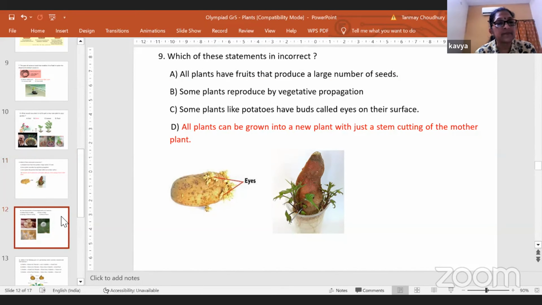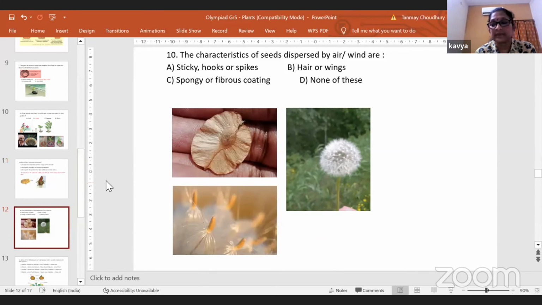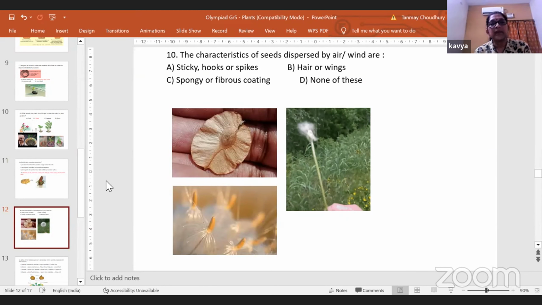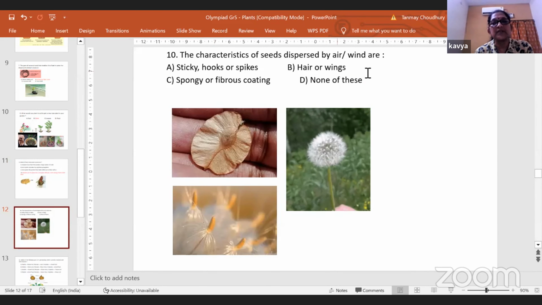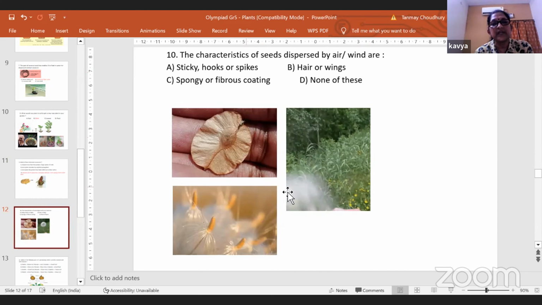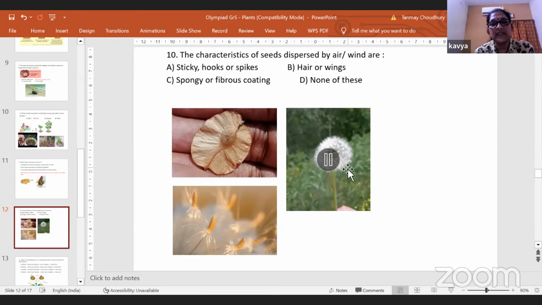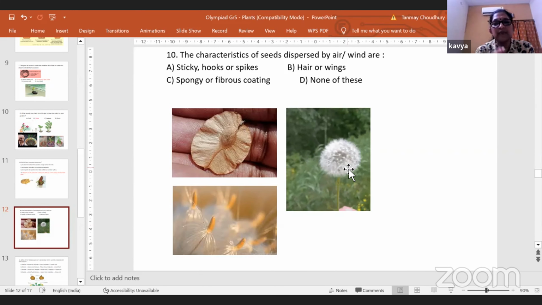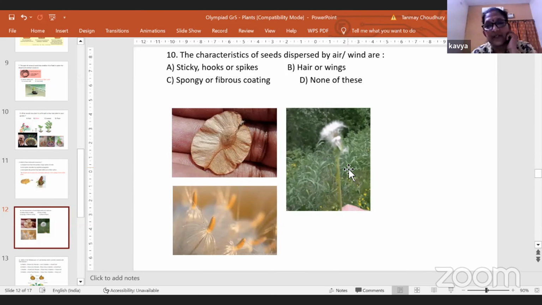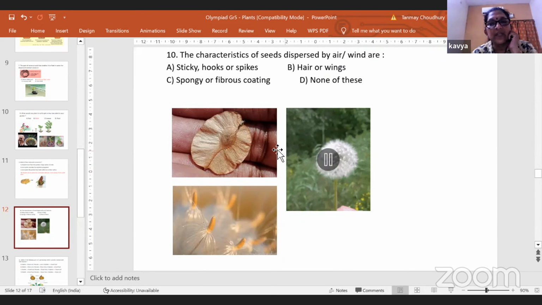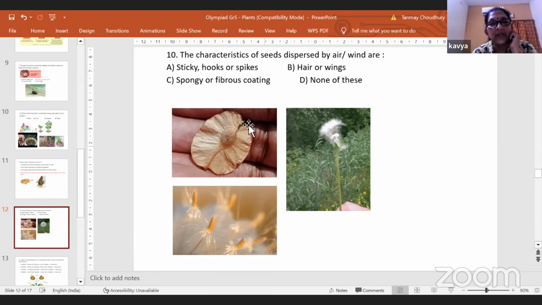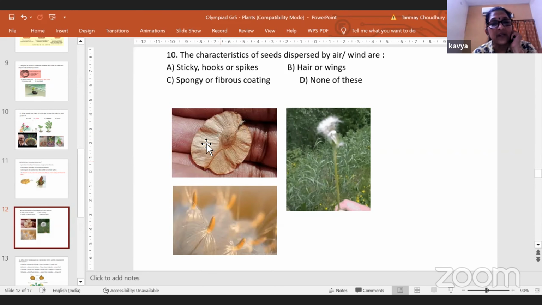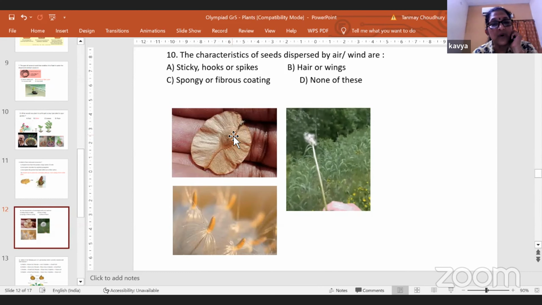Okay, next. Here. Characteristics of seeds dispersed by wind. Now you can see there are some seeds here which I've shown. This is dandelion. Okay. Now see, just a whiff of wind and all the seeds get dispersed. Okay. This is Indian elm. You can see that it is a small seed here, and it has got wings around it. Okay, the seed is small.